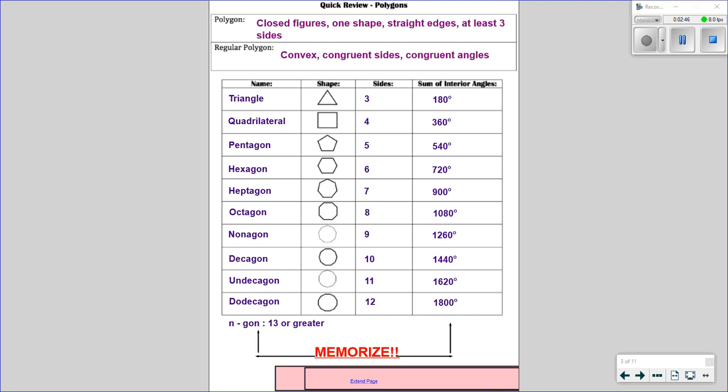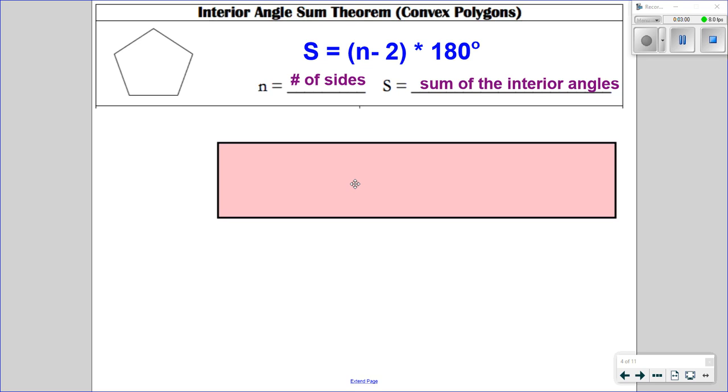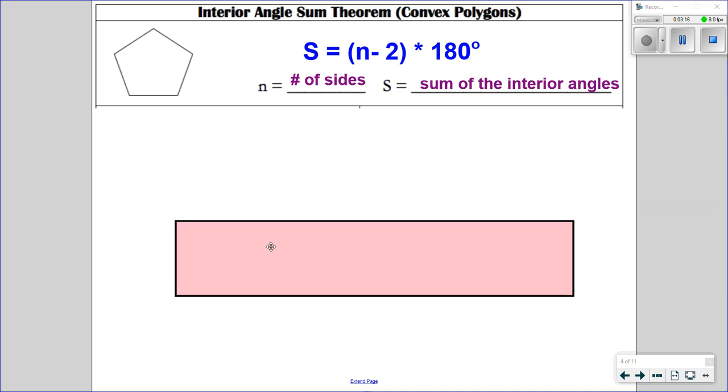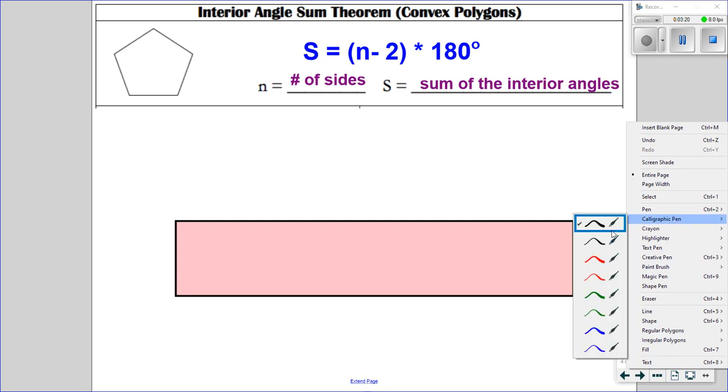So going to the formula, in order to find the interior angle sum, the sum of the interior angles, there's a theorem that deals with convex polygons. So it is S equals, in parentheses, n minus 2, times 180. So n represents the number of sides, and S represents the sum of the interior angles. So let's say we have this shape, which we know is a pentagon. And let's say we didn't know what the interior sum of it is.